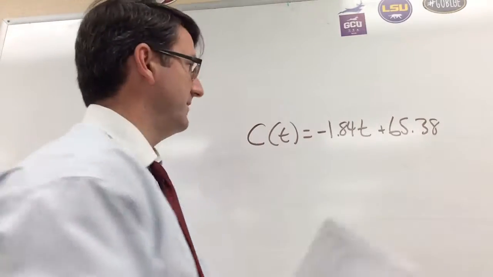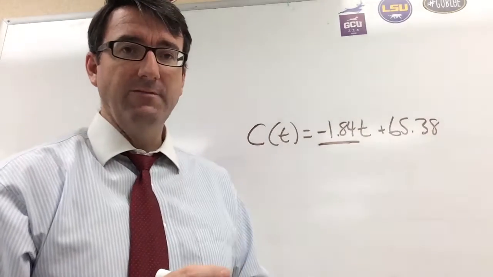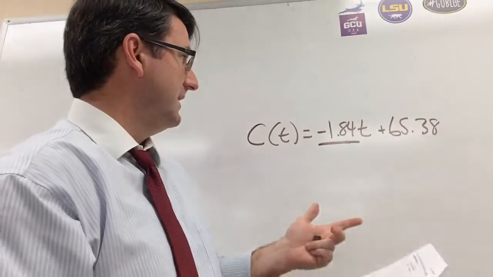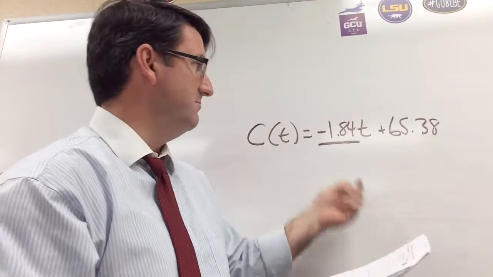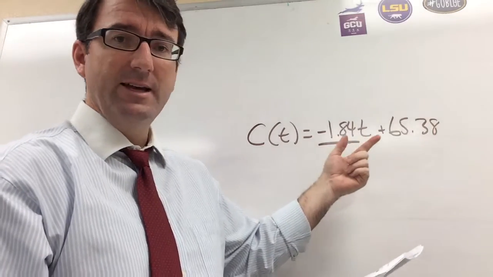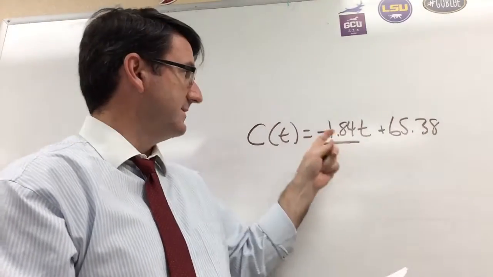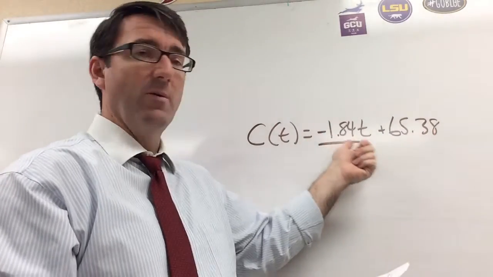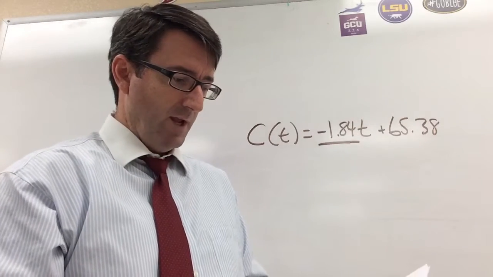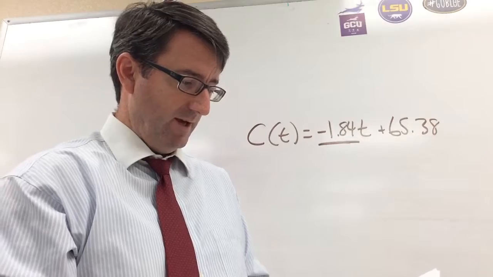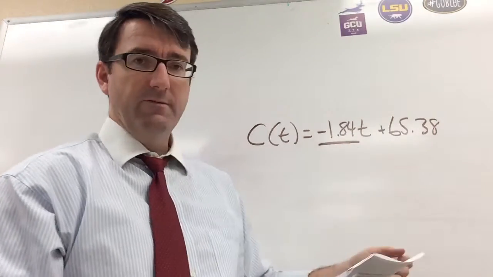So the slope is the rate of change. So that's this number right here, negative 1.84. Now remember, the number of cable subscribers was given to us in millions. So what this means is that every year the number of cable subscribers is going down. That's because it's negative. It's going down by 1.84 million subscribers. And so that would be B. The number of cable subscribers is decreasing by 1.84 million.